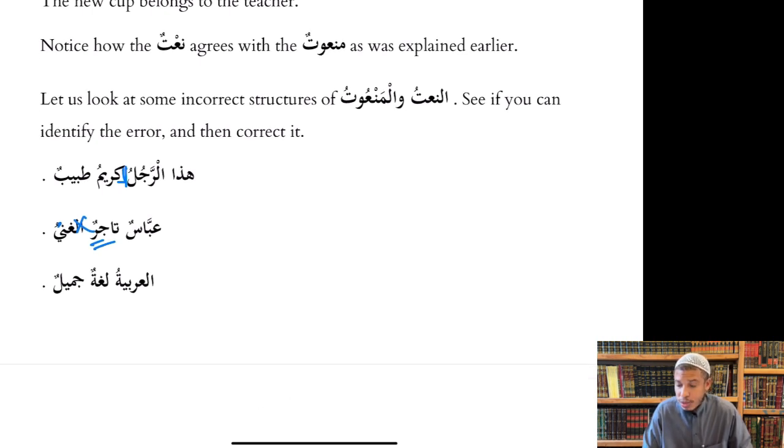Al-Arabiyyatu lughatun jamilun. What's the error here? I'll give you a couple seconds to identify it. All right, the error here is that the na'at, which is jamilun, is mudhakkar when it should be mu'annith, because look, lugha is a word which is mu'annith. Look at the ta' marbuta. All right, so it should be jamilatun. Al-arabiyyatu lughatun jamilatun. Arabic is a beautiful language.